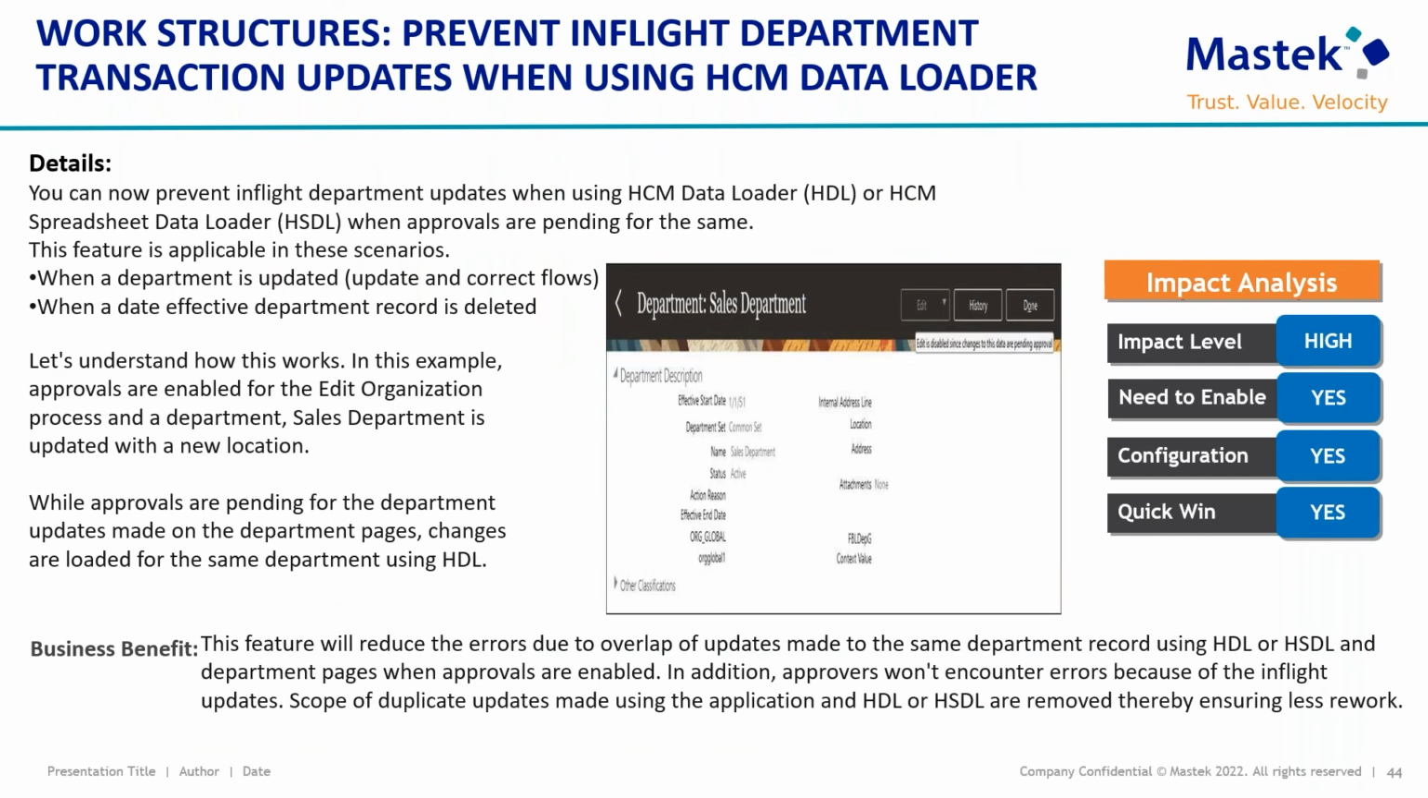And preventing the in-flight department transactions. So usually if a department is changed from the front end, there is some data that has been changed on the department. If there is any update, or if the department is deleted and the user is trying to update the same department using an HDL, then also an error is thrown.